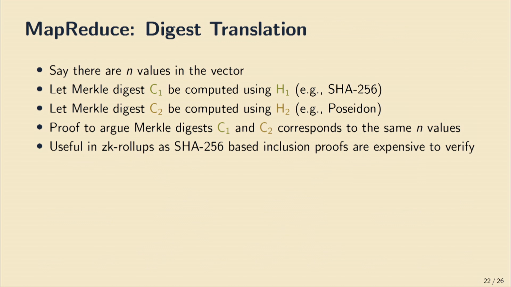Another application is this notion of digest translation, where we basically have n values in the Merkle tree, and we have a Merkle digest computed with SHA-256, which is an expensive hash function. We have another digest that is computed with Poseidon. And we want to produce a proof that these two digests are consistent. In other words, they represent the same elements at the leaves. Again, you can compute this proof, but what we're doing here is, as the blocks come in and these values change, we can update these proofs in logarithmic time without having to recompute this from scratch.